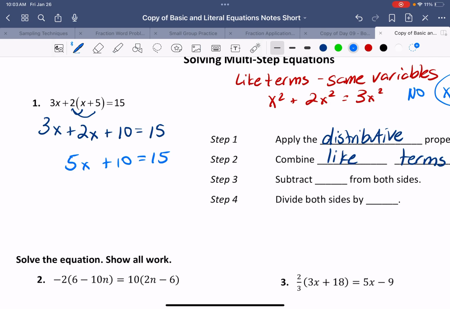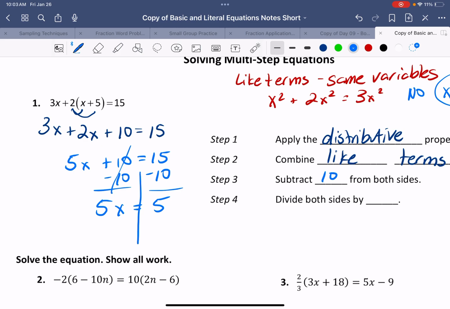All right, let's go back to our PEMDAS. I see an addition subtraction problem, so I need to subtract 10 from both sides, okay? I need to do that. If you need to draw your line to separate your equal sign, that's fine. 10 minus 10 is 0. So I'm left with 5x equals 5.